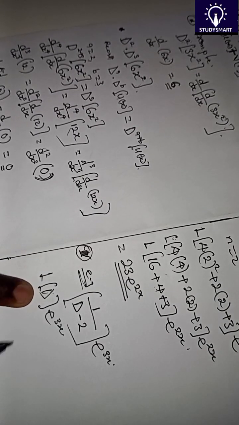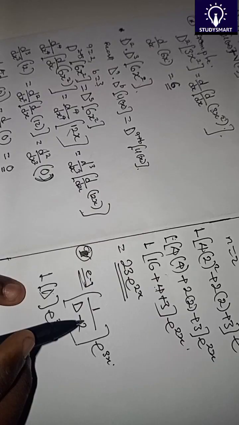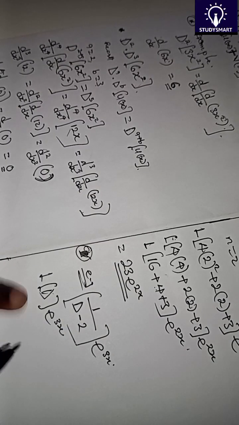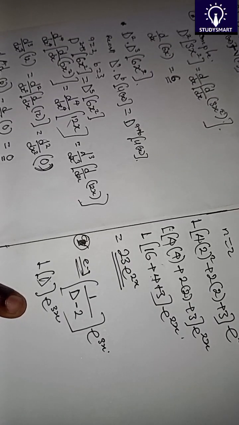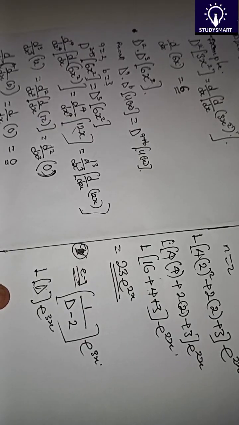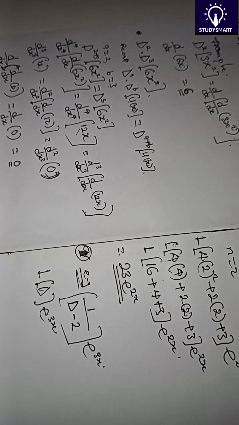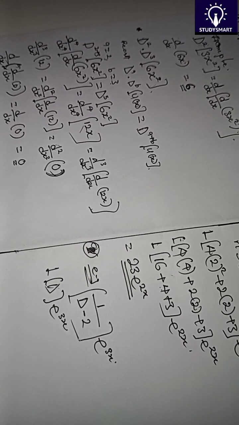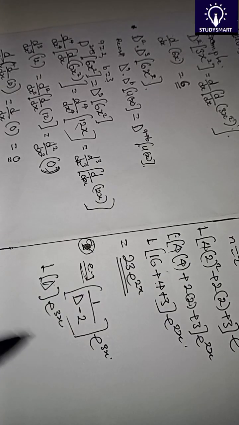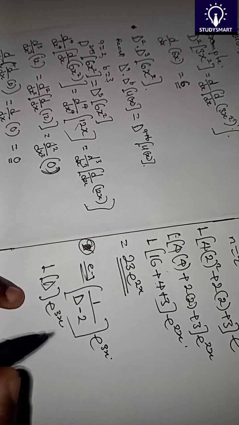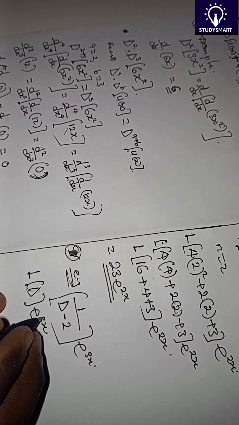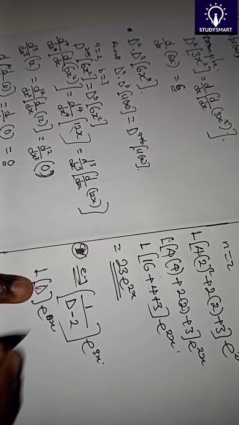My D now is in inverse at this point, just like I said earlier. The major thing here is to understand the properties. By the time you understand the properties, it becomes very easy for you to tackle. So the major thing here is, just like I said, replace D by n.